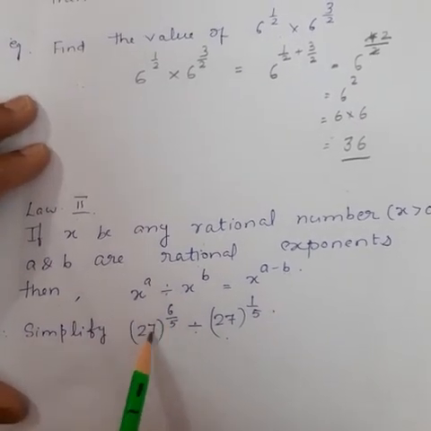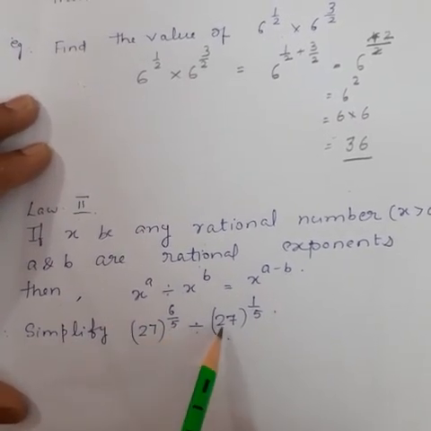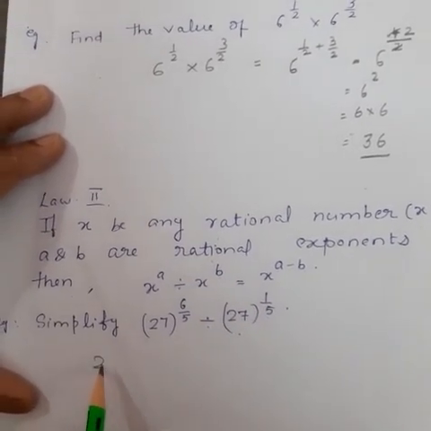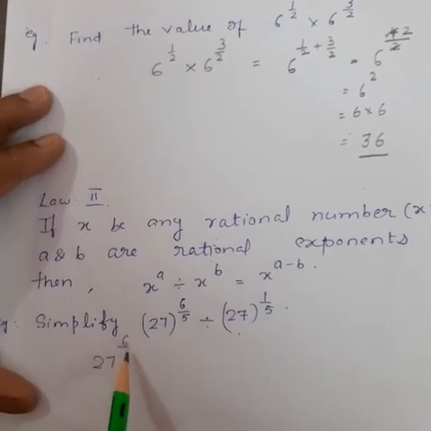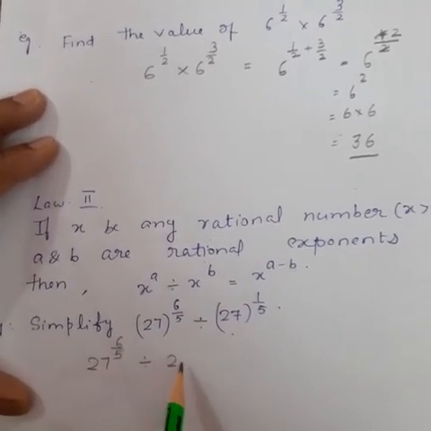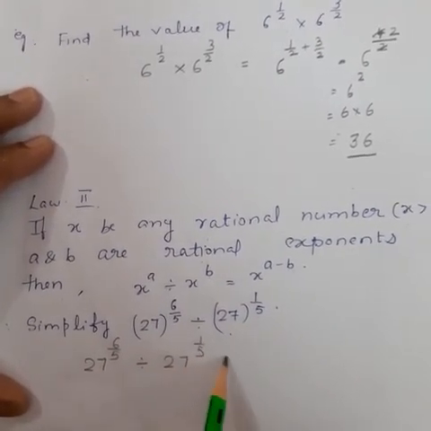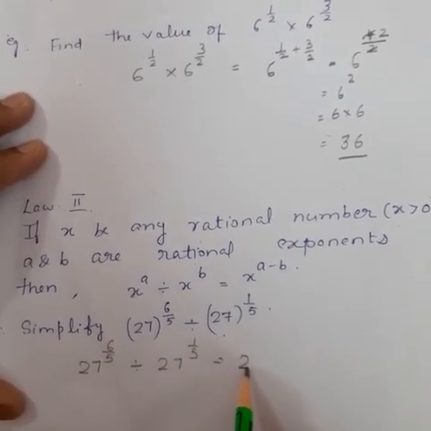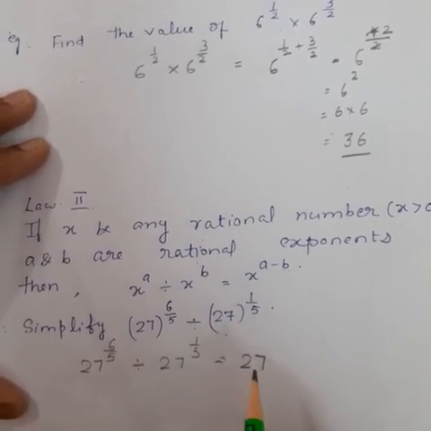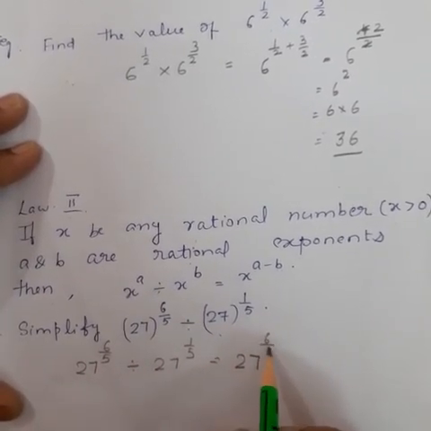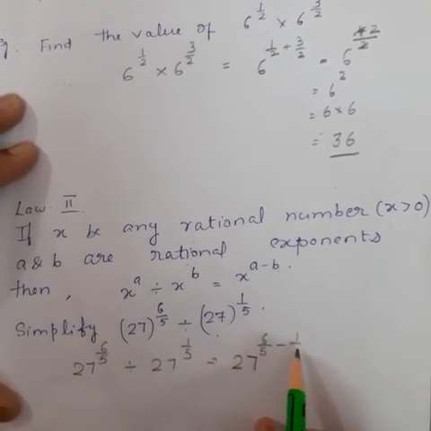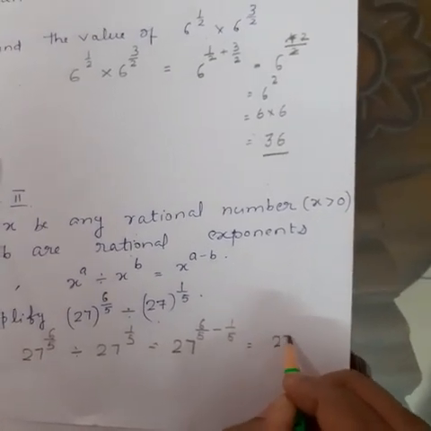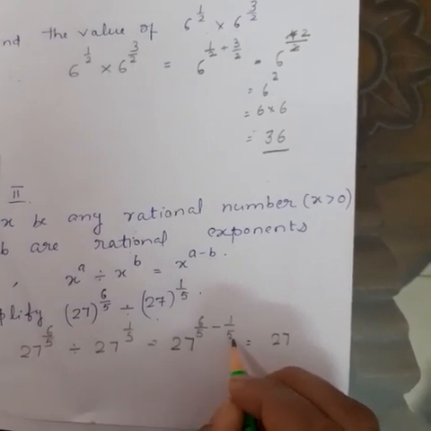27 to the power 6 by 5 divided by 27 to the power 1 by 5. Bases are same, we have to divide. So we have to subtract the powers. Write the base here. So 6 by 5 minus 1 by 5. That is equal to 27 to the power, common denominator.